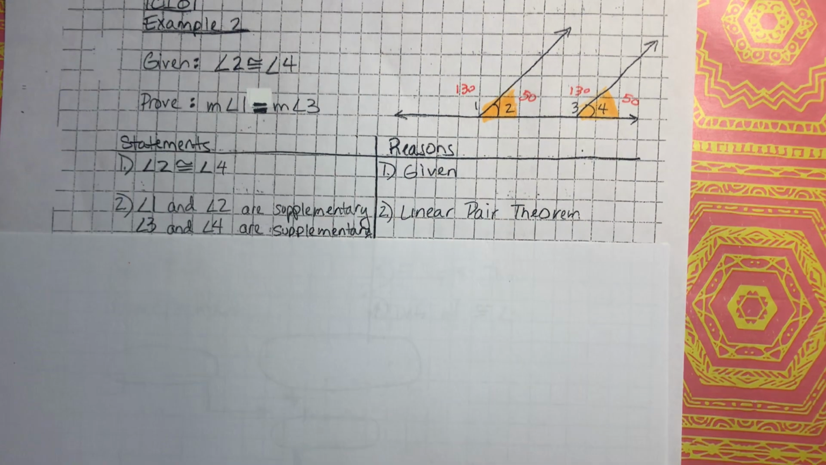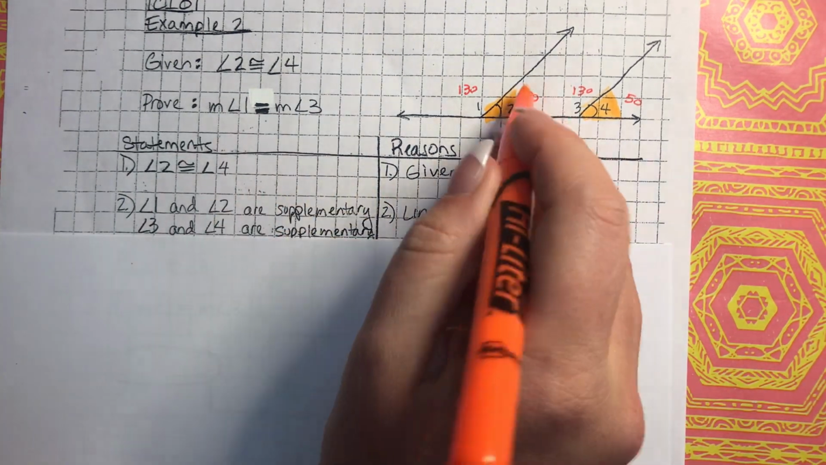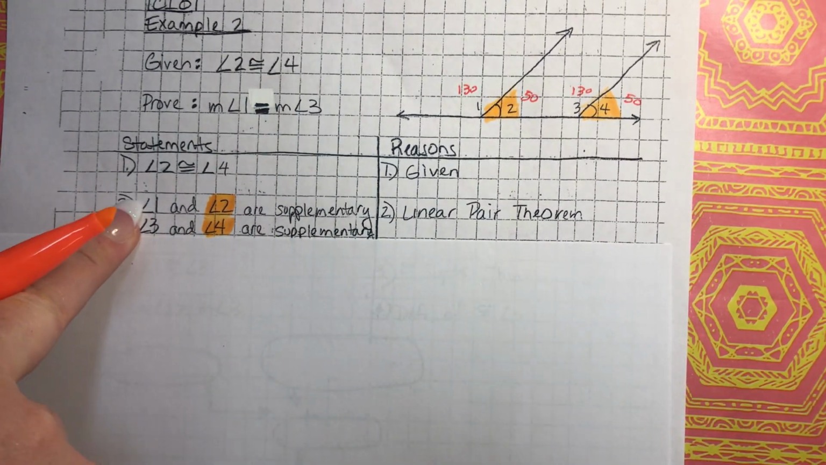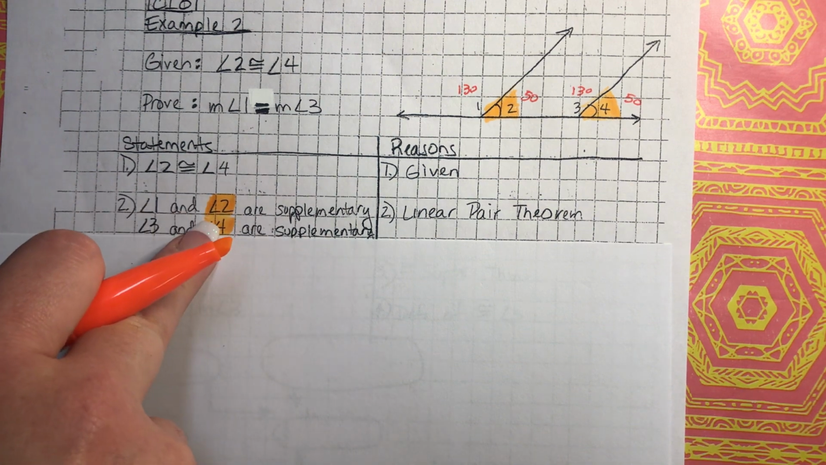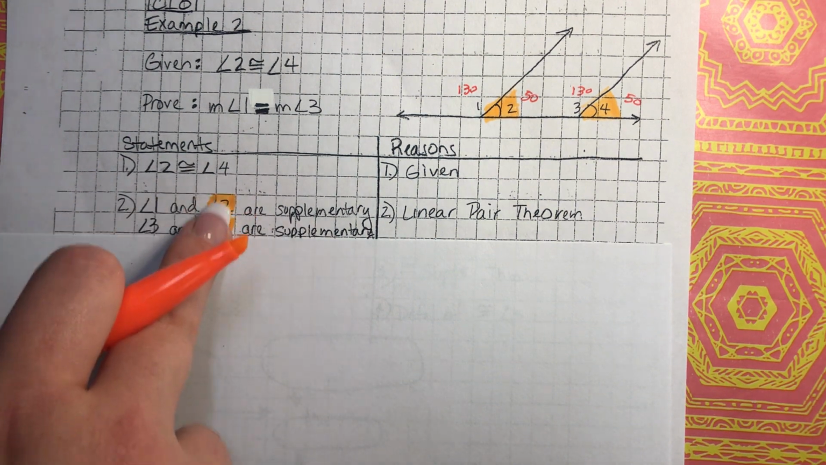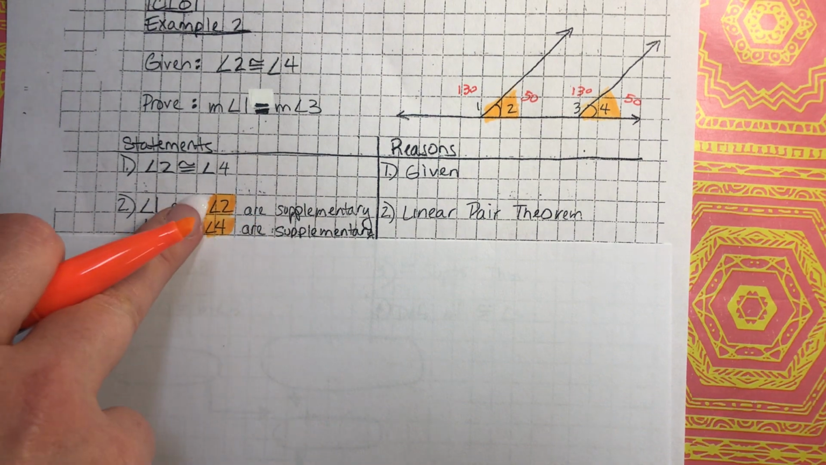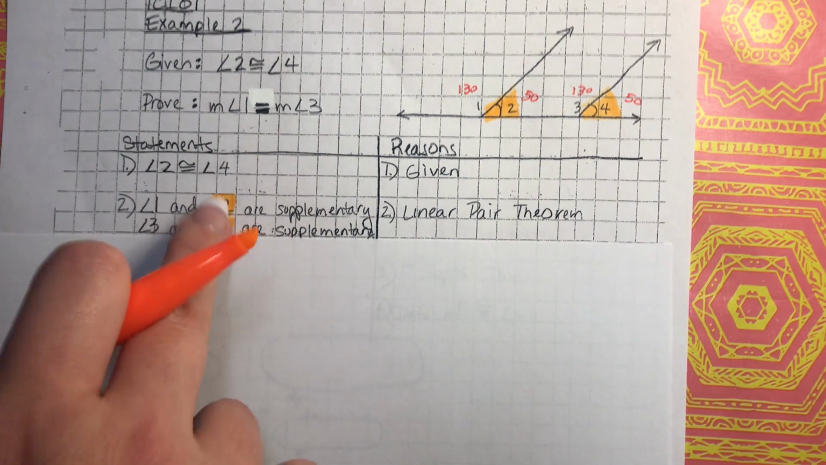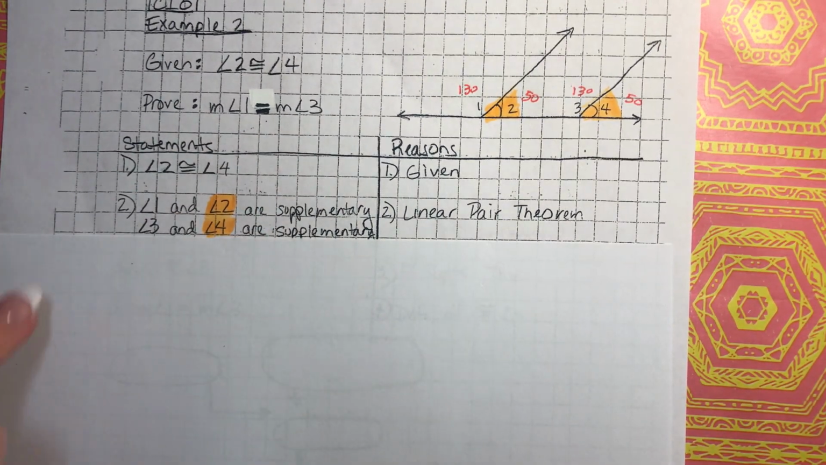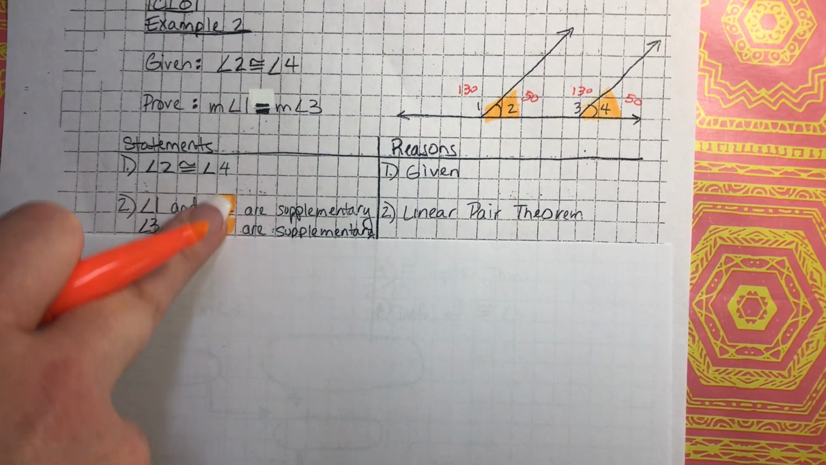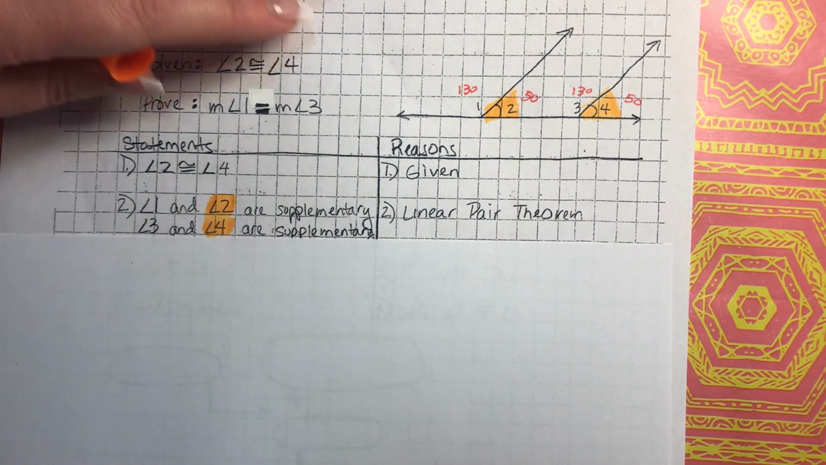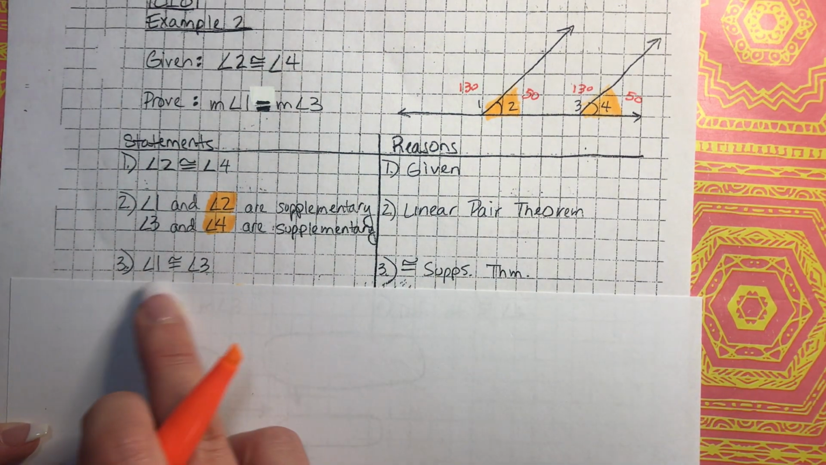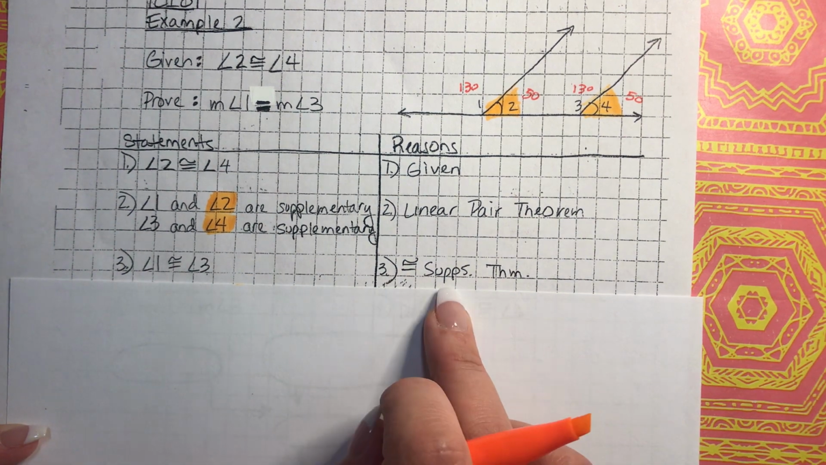Now, this is the tricky part. Angle 2 and angle 4, they're the same, right? So basically we have two angles that are supplementary to the same angle, because even though they're different, we've established here that they're the same. Angle 2 is congruent to angle 4. Because we have two angles that are supplementary to the same angle, we can say that those two angles are congruent to each other because of the congruent supplements theorem.